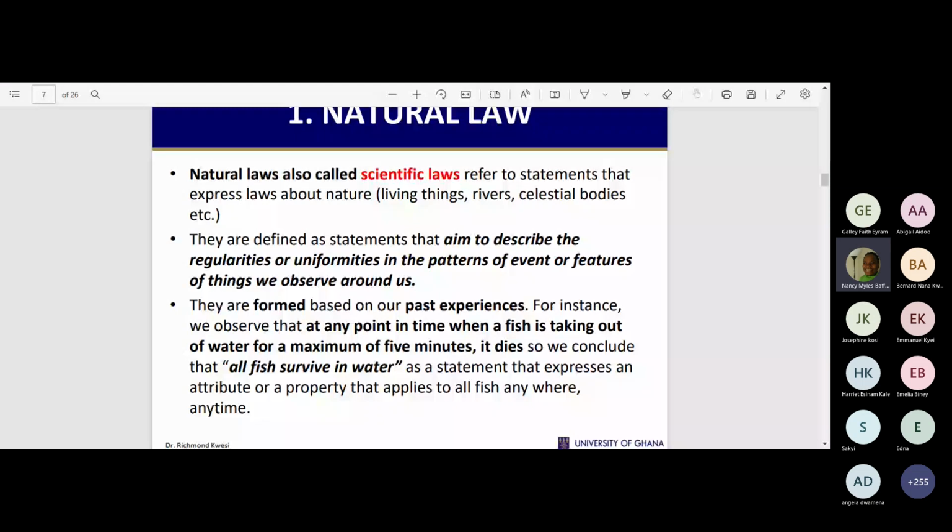You pick the fish out of water, the next 5 minutes is dead. But even if it is the third minute or so, you put it back into the water, and then it is alive again. We have observed that human beings don't fly. I'm talking about the physical flying. The other one, there, some do.